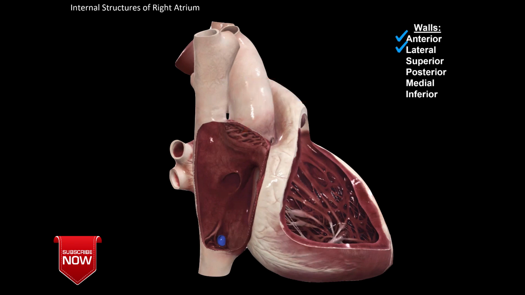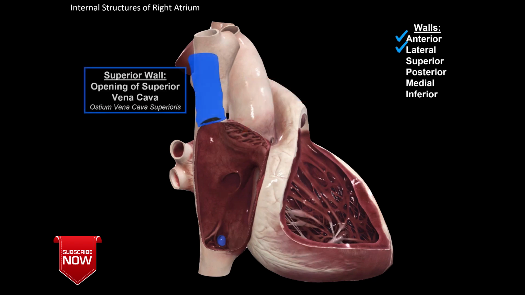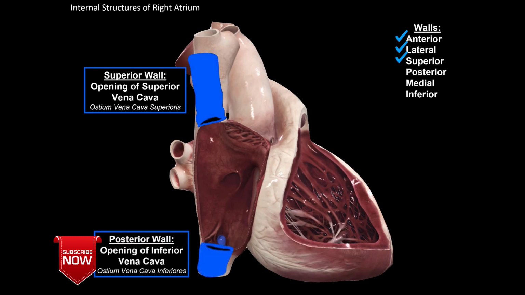Now, the superior wall has an opening for the superior vena cava, so that the blood can get into the right atrium. So that's mainly the superior wall. On the posterior wall, we can find the opening for the inferior vena cava. Remember, the heart is tilted forward, right? And because it's tilted forward, the inferior vena cava becomes a part of the posterior wall.